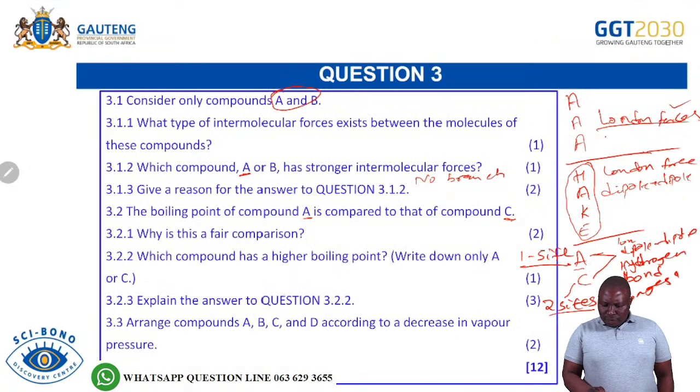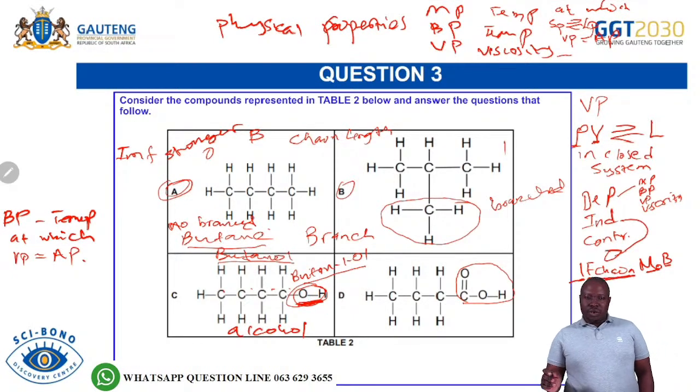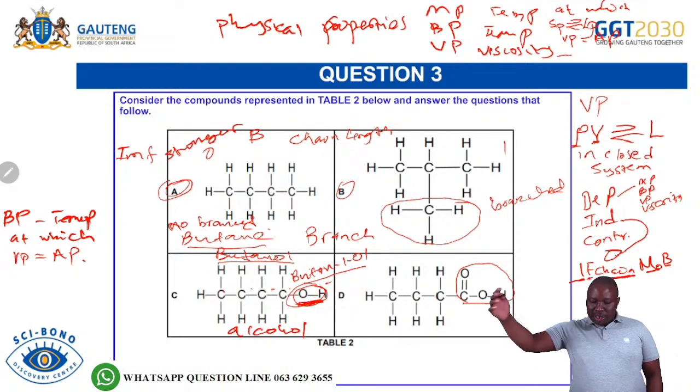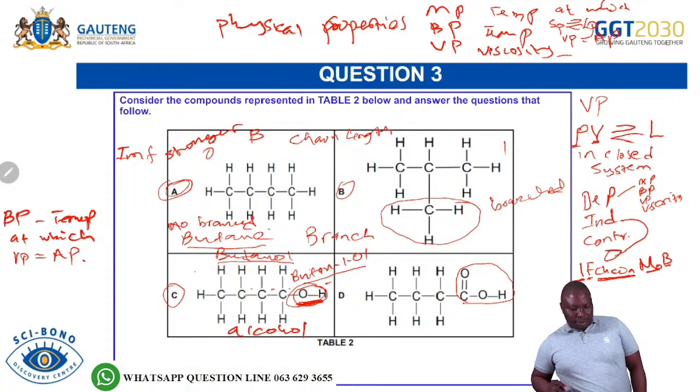Now, which compound has a higher boiling point? Remember we said this OH will bring about a hydrogen bond. When this hydrogen is bonded to the oxygen of another molecule, we have a hydrogen bond. Because of the presence of hydrogen bonding, and hydrogen bond is the strongest, it will have the highest boiling point. We dealt with this question when we were dealing with multiple choice questions.